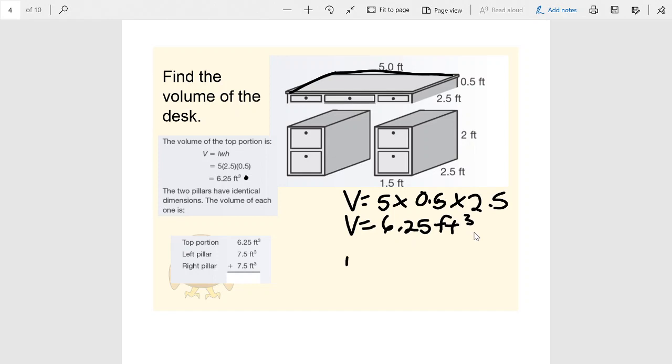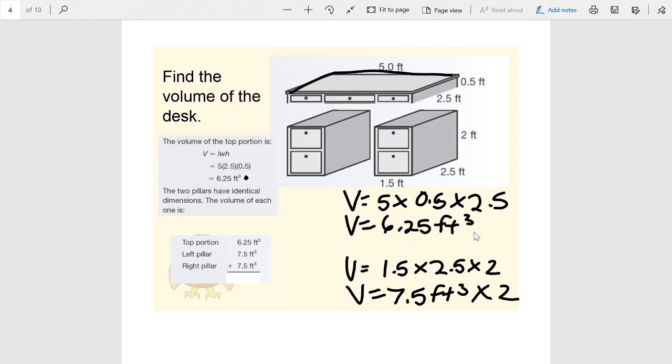We can look at those pillars and we say, all right, it's still a rectangular prism, so I can do 1.5 by 2.5 by 2. That means that the volume of each of those pillars is 7.5 feet cubed. But we have 2 of them, so I'll take 2. And you can see this is what we're adding up: 2 of the pillars with 7.5 feet cubed, and 1 of the top portion, the actual desk, is 6.25. When you add those all up, 7.5 and 7.5 is 15, plus 6.25 looks like 21.25 feet cubed.